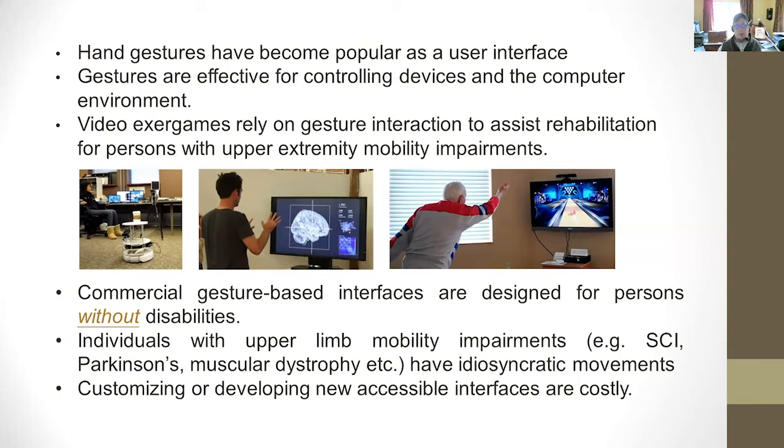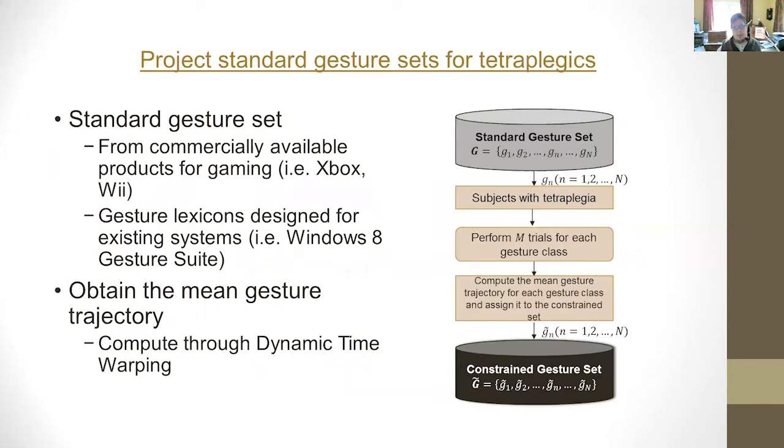So we are then forced to create our own gesture sets for these types of individuals with upper limb mobility impairments. Well, this can be very time consuming, very costly. And then you have the added challenge of how to apply these new gesture lexicons for persons with spinal cord injury to a rehab therapy game or to a computer system or for controlling a robot. So we decided to look at this problem from a different angle.